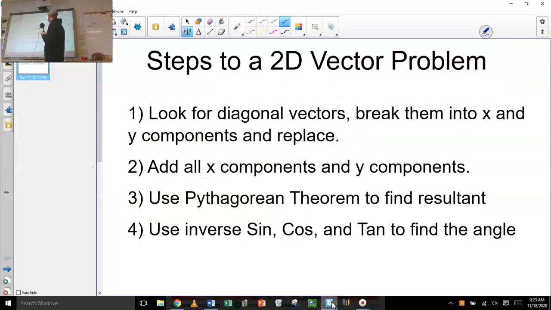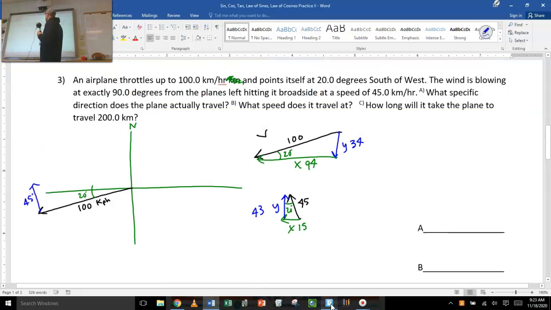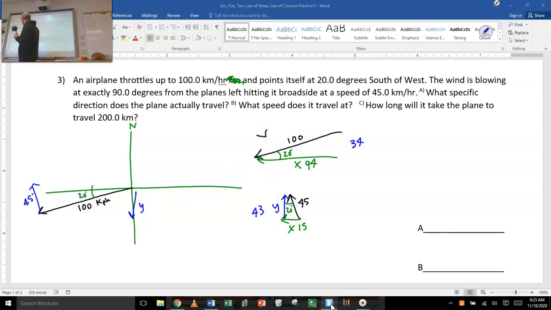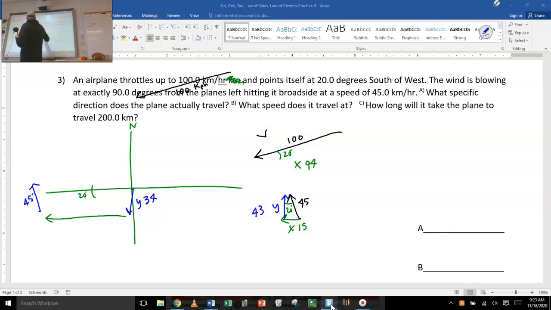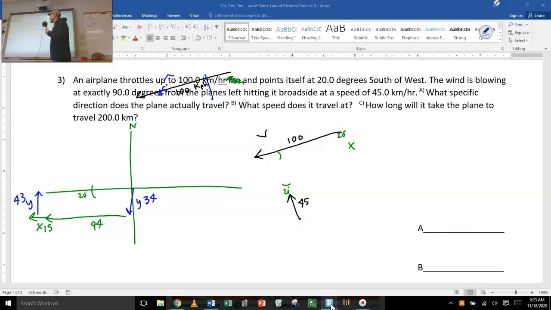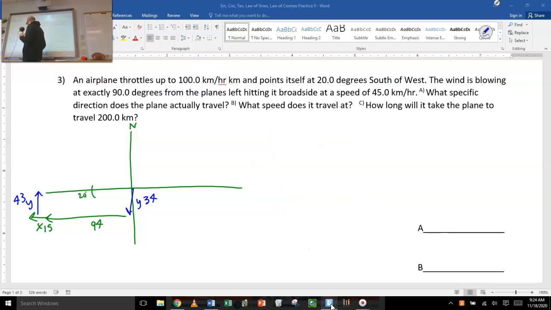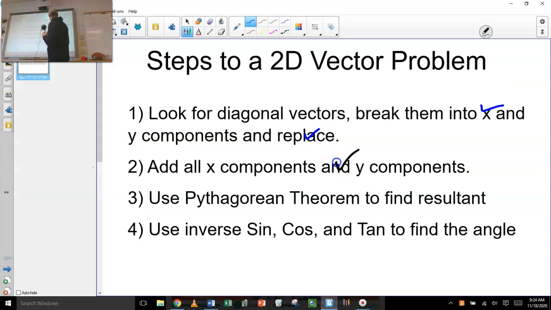Next thing I'm going to do, I broke them into my x and y. Check. Now I'm going to replace them. So in this problem, I'm going to replace this vector right here with its x and y components, 34 and 94. And then I'm going to replace this one with its x and y components. So its x component, 15, and its y component, 43. So now I can add up all the x components and all the y components. So that's going to be my next step. Add up all the x, add up all the y.